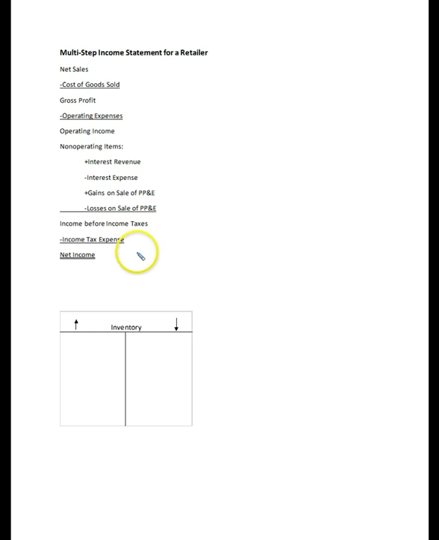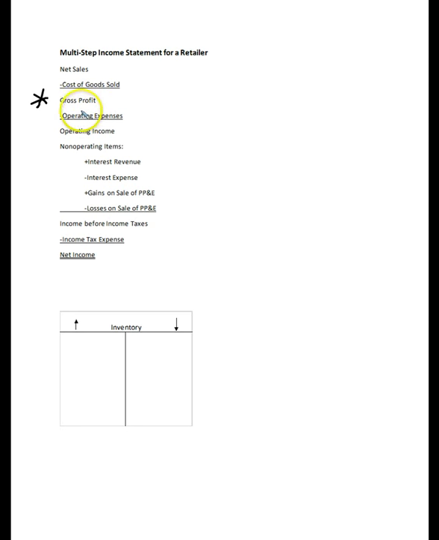Well, to get started, we can see that the income statement looks a lot different than for a service entity. There's going to be multiple steps to a retail income statement, or a company that sells a product. To begin with, we have our net sales, and then we're going to subtract the cost of the merchandise or the goods that were sold to arrive at our first profit number, gross profit.